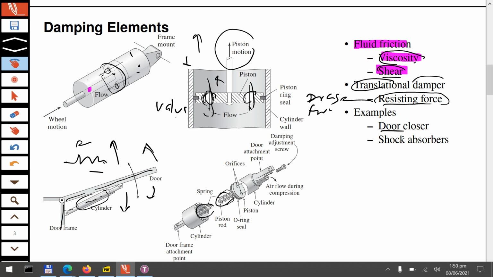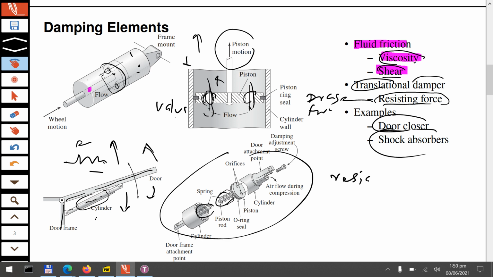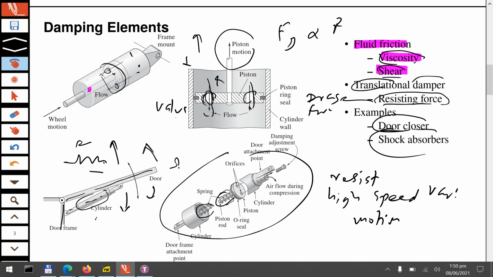But that's not the only thing you see in a shock absorber or door closer. We also want this setup to resist high-speed motion, or speed variations. Because that damping force depends on velocity or velocity squared, the faster it tries to move, the more the drag force, and that's how it will dampen. That's why we call it a damping element.